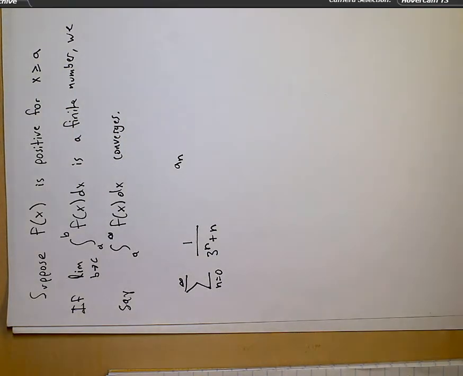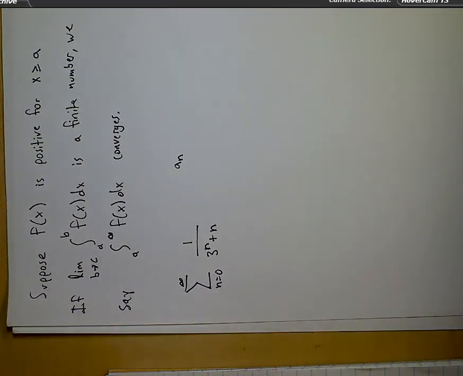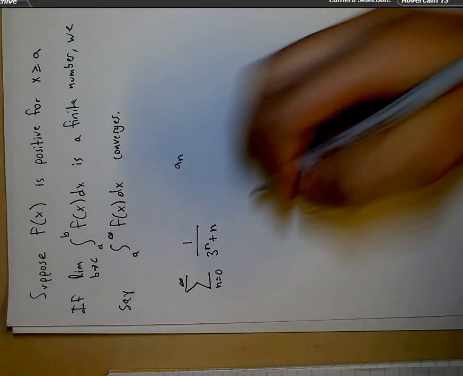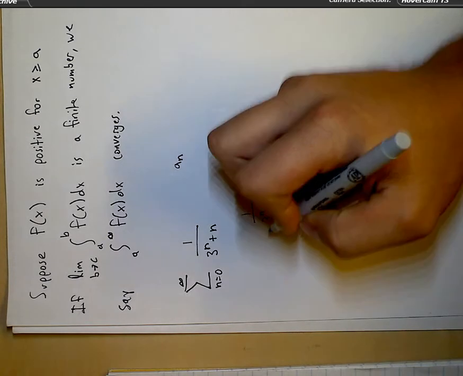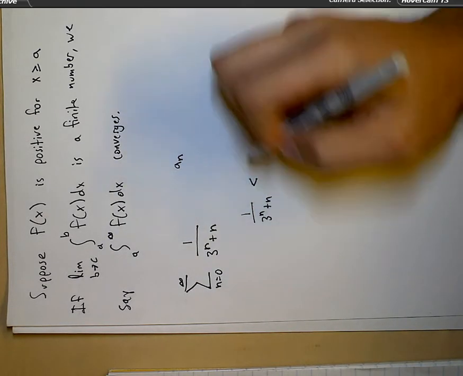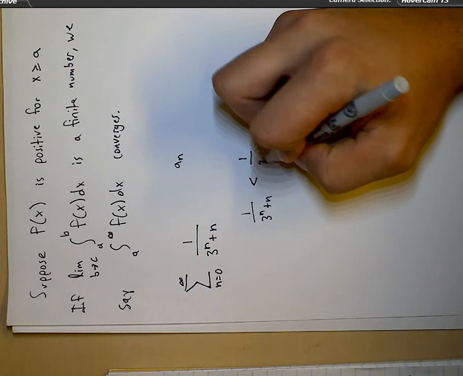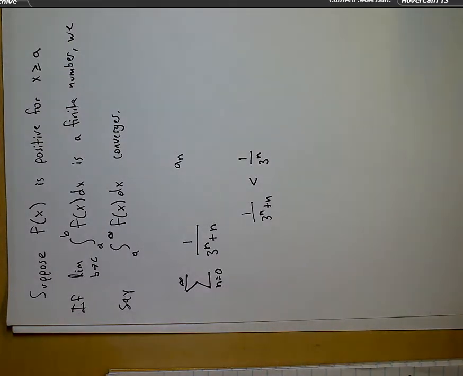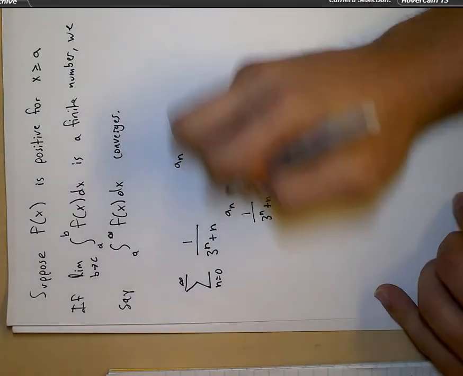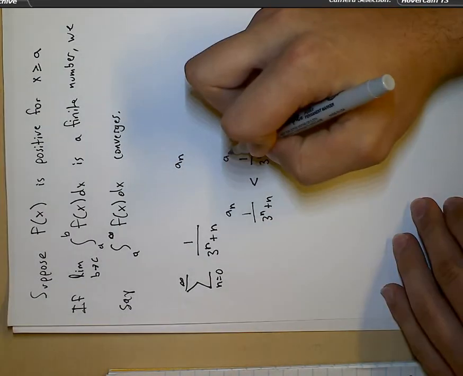Now, you may realize, for the sake of the comparison test, that 1 over 3 to the n plus n is less than 1 over 3 to the n. This is because the plus n at the bottom makes the denominator larger, therefore making the entire fraction smaller. Therefore 1 over 3 to the n plus n is less than 1 over 3 to the n. So remember, we have this as a sub n, and say we'll call this b sub n.